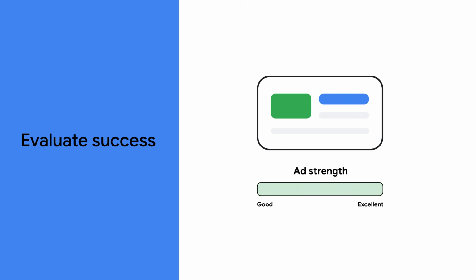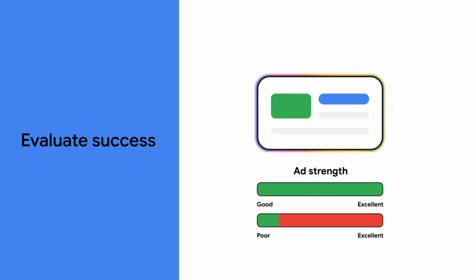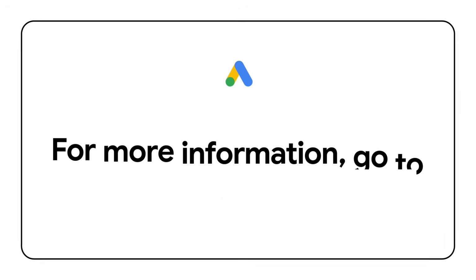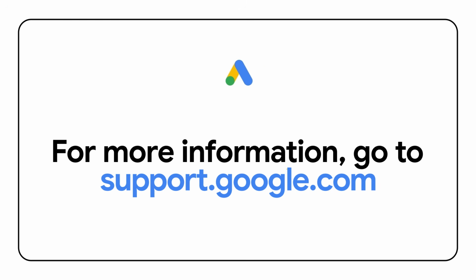It's recommended to have at least one responsive search ad with good or excellent ad strength per ad campaign. Advertisers who improve their ad strength from poor to excellent have 12% more conversion rates on average. Learn more about creating effective search ads in Google Ads Help Center.